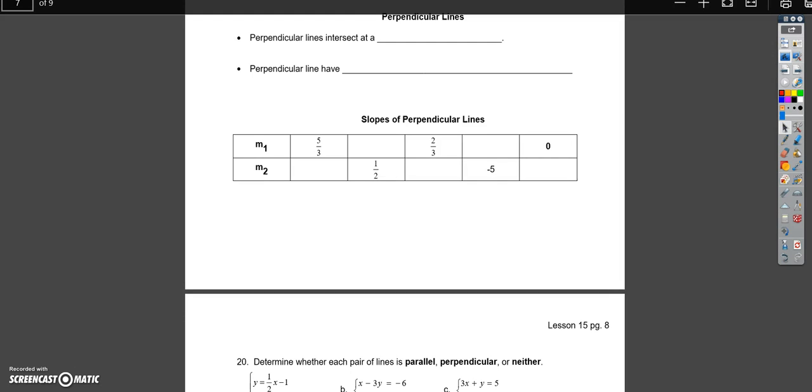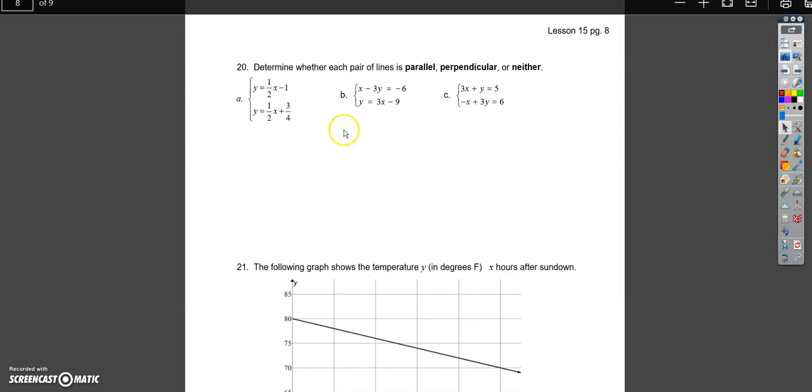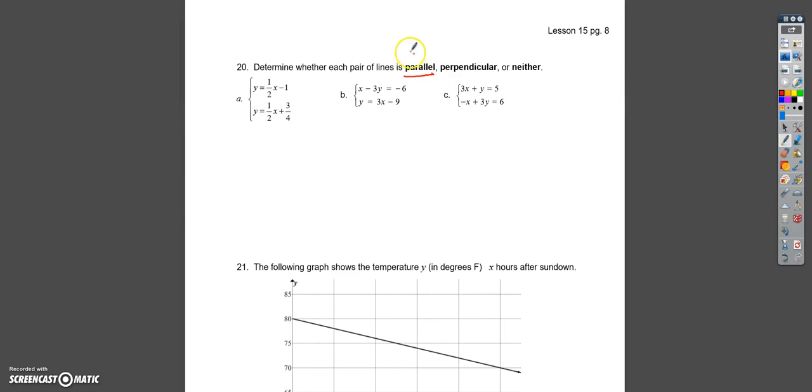All right, so here, determine whether each line is parallel, perpendicular, or neither. Well, we know that parallel lines will have the same slope. Perpendiculars will have opposite signs and flip-flop fractions. And if it's not one of those, then it's neither parallel nor perpendicular. So here we look. Here's my slope in front of x, in front of x. They're the same, so these lines are parallel.